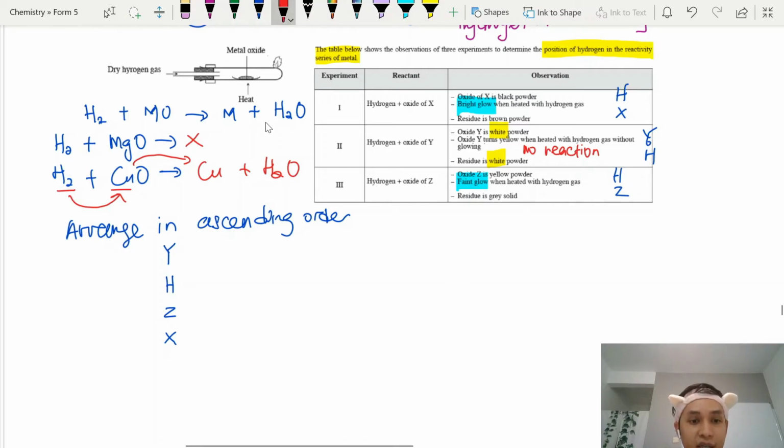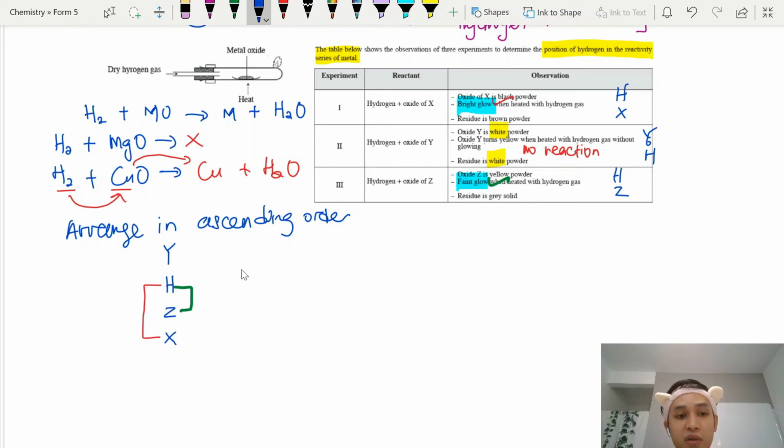Okay, so I check back again. Bright glow means X should be further than hydrogen. So X is further than hydrogen. Correct. Faint glow means Z should be nearer to hydrogen. So this is nearer to hydrogen. So this is also correct. Alright, so that is how we identify how to arrange it in ascending or descending order, depending on the question. Okay, so first part done.